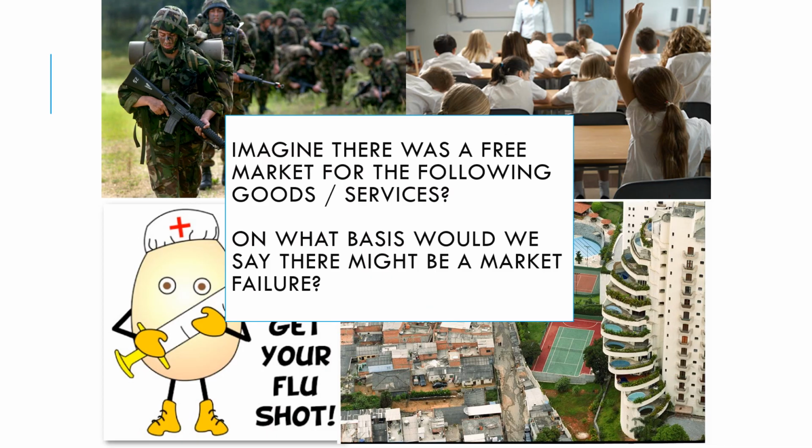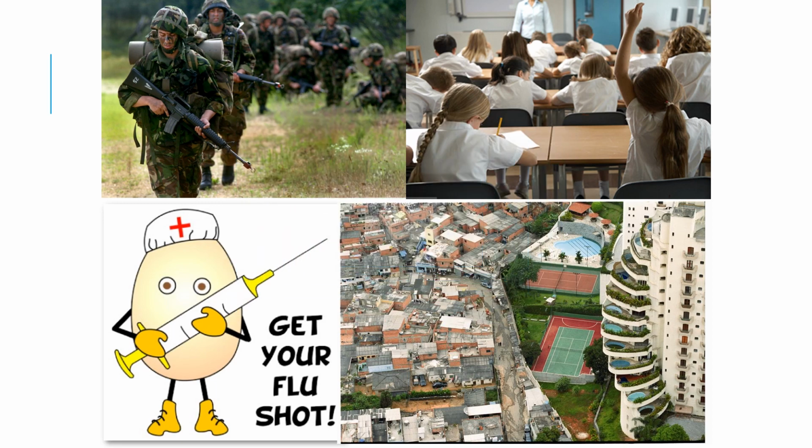So let's imagine that there was a free market. There was no government intervention, no government involvement in the provision of the following goods and services. On what basis might we say that actually the outcome, if there was a free market approach for these goods and services, might not be very effective or desirable, and actually the market might fail us in providing these goods and services? Let's start in the top left with the army.